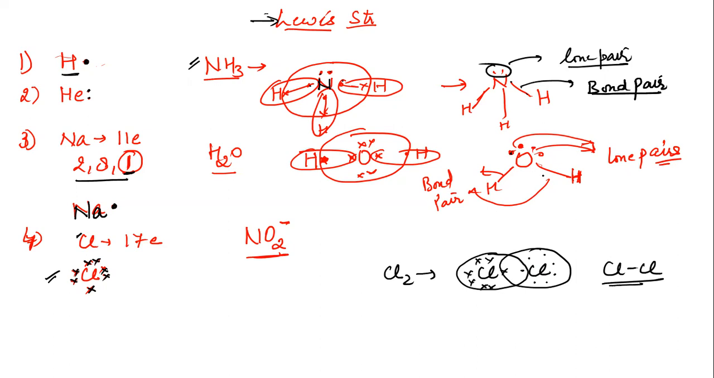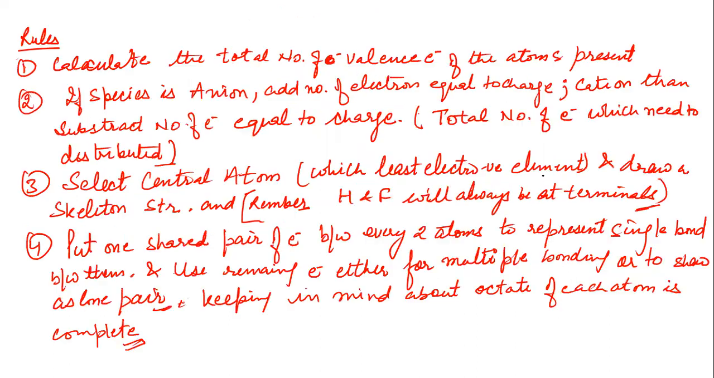This is an easy one that we can easily make. It's not a big deal. Now, if we have to make a complicated one, then what are those rules and regulations? First of all, we will quickly go through those rules. The first rule is to calculate the total number of valence electrons of the atoms present.